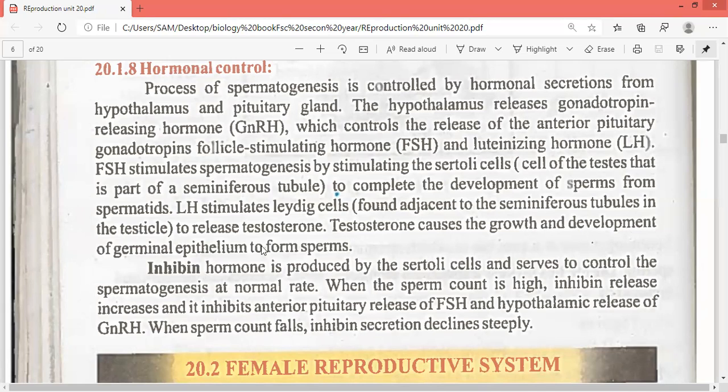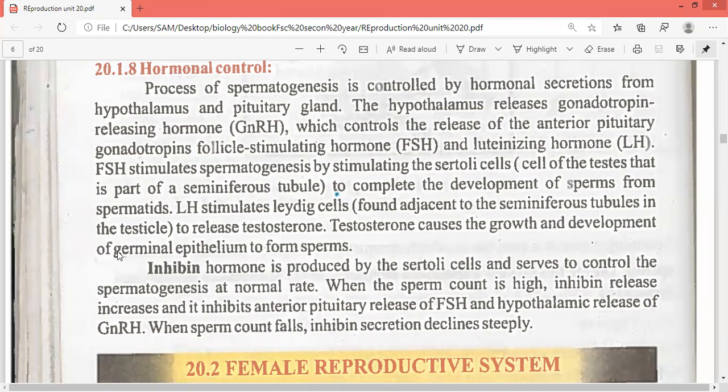Testosterone causes the growth and the development of the germinal epithelium to form the sperm. कौन सा germinal epithelium? ये seminiferous tubule का epithelium, testosterone इसकी growth और development बढ़ाता है. Inhibin hormone is produced by the Sertoli cells, इसकी pronunciation different है, Sertoli भी कहते हैं, Sertoli cells भी कहते हैं, and serves to control the spermatogenesis at the normal rate. So inhibin is a type of hormone which is present in the Sertoli cells and this serves to control the spermatogenesis.